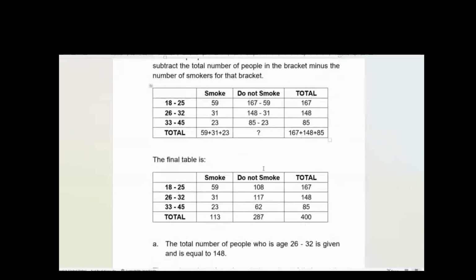So at the end, your table is going to be like this: in the bracket from 18 to 25, 59 smoke and 108 don't smoke, in total 167. In the 26 to 32 years old bracket, 31 smoke, 117 don't smoke, 148 in total. In the bracket 33 to 45, 23 smoke, 62 don't smoke, and 85 in total. Total number of smokers, 113. Total number of people that don't smoke, 287. Total number of people, 400.